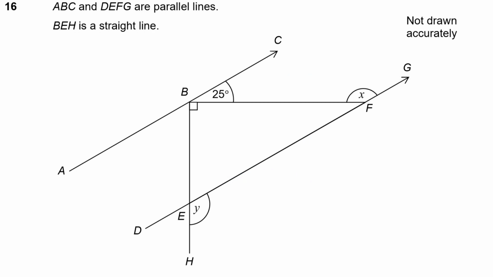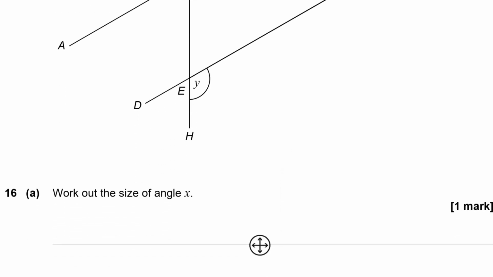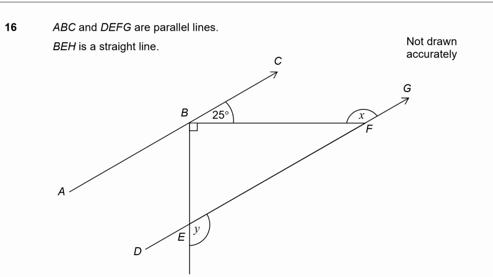A, B, C and D, E, F, G are parallel lines. That's already been marked on. You can see by those arrows at the end at C and G. And it tells me that B, E, H is a straight line. Okay, so we've got a pair of parallel lines and a couple of lines crossing them. So we need to work out the size of angle X.